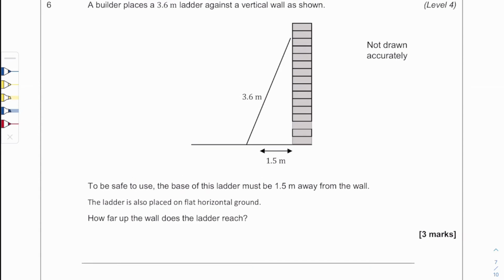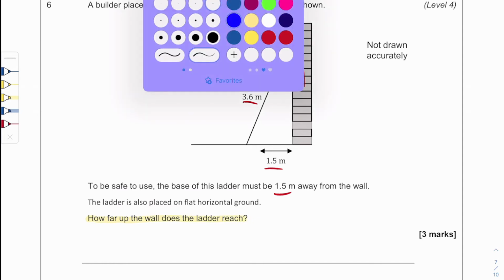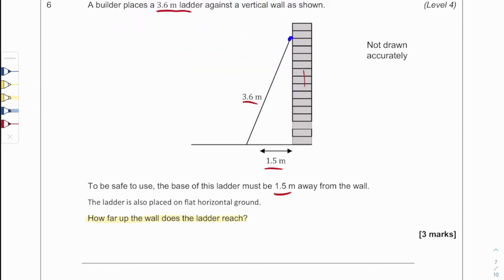It says that a builder places a 3.6 meter ladder, so we'll underline that, against a vertical wall as shown. So this is our wall here. Okay, so 3.6 meter ladder. We're then told to be safe to use, the base of this ladder must be 1.5 meters away from the wall. The ladder is also placed on flat horizontal ground. Okay, it then says, as our actual question, how far up the wall does the ladder reach? So we need to work out how high up this point is here.